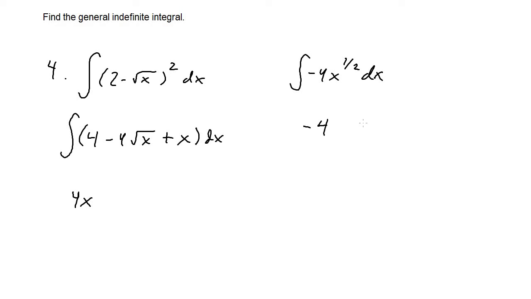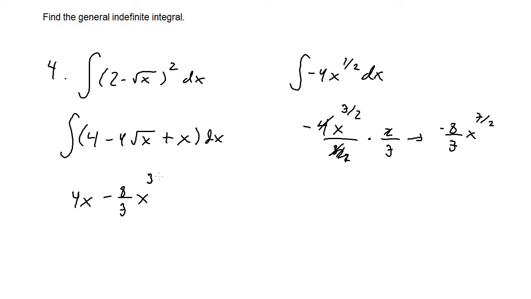Now the integral of x to the 1/2 is going to be x to the 1/2 plus 1, which is 3/2, and then divided by 3/2, because once again we're using the power rule. Dividing by 3/2 is the same thing as multiplying by 2/3. So then 4 times 2 is 8. We do have the negative, so negative 8 over 3 x to the 3 halves. That's going to be the integral of negative 4 times the square root of x. So I'll rewrite that down once again: negative 8 over 3 x to the 3 halves power.